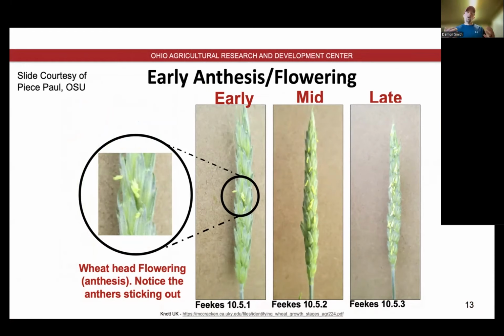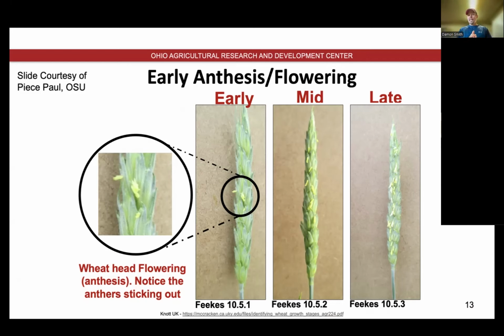Now, what we've learned over the years is that we can actually delay those applications a bit, and we do see a lot of unevenness in some years in terms of head emergence, which complicates this decision a bit. The good news is that you can start at 10.5.1, but really have about 7 days after that start time to make your fungicide application.